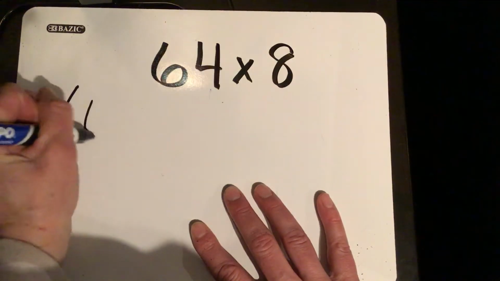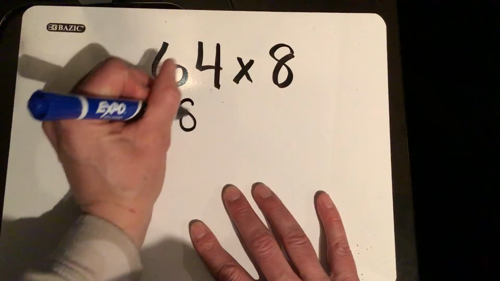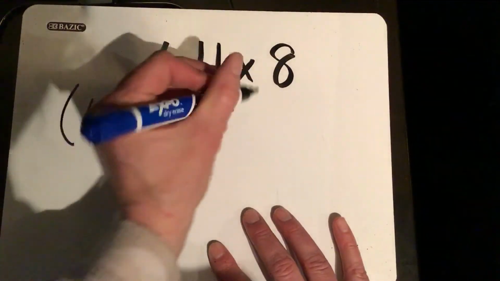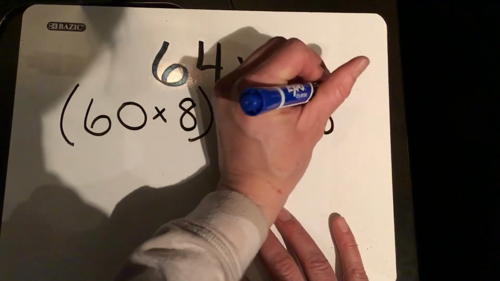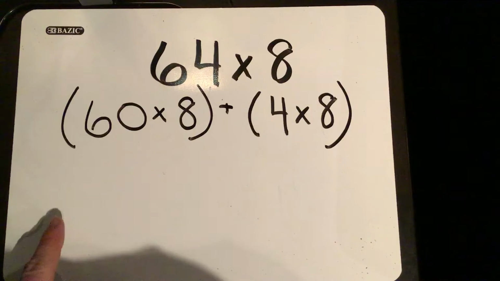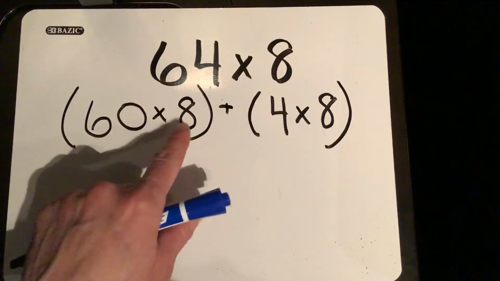So we're going to go 60. We're going to multiply it by 8. And then we're going to put a plus sign, and then we're going to multiply 4 by 8. So we always do our brackets first, so we go left to right, and we're going to multiply 60 times 8, which we just go like this. We go, what's 6 times 8?